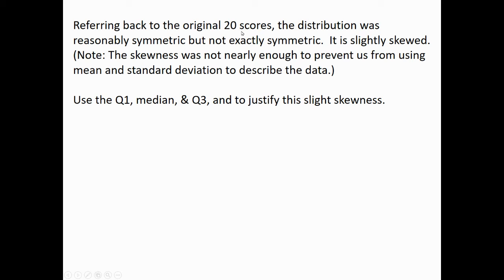Okay, referring back to the original 20 scores, the distribution was reasonably symmetric, but not exactly symmetric. It is slightly skewed. This is the same thing we clarified at the beginning of the last slide. Use the Q1, median, and Q3 to justify this slight skewness. All right, this is something different that I don't think we've talked about in class. It may have been addressed in a textbook. I forget exactly where.